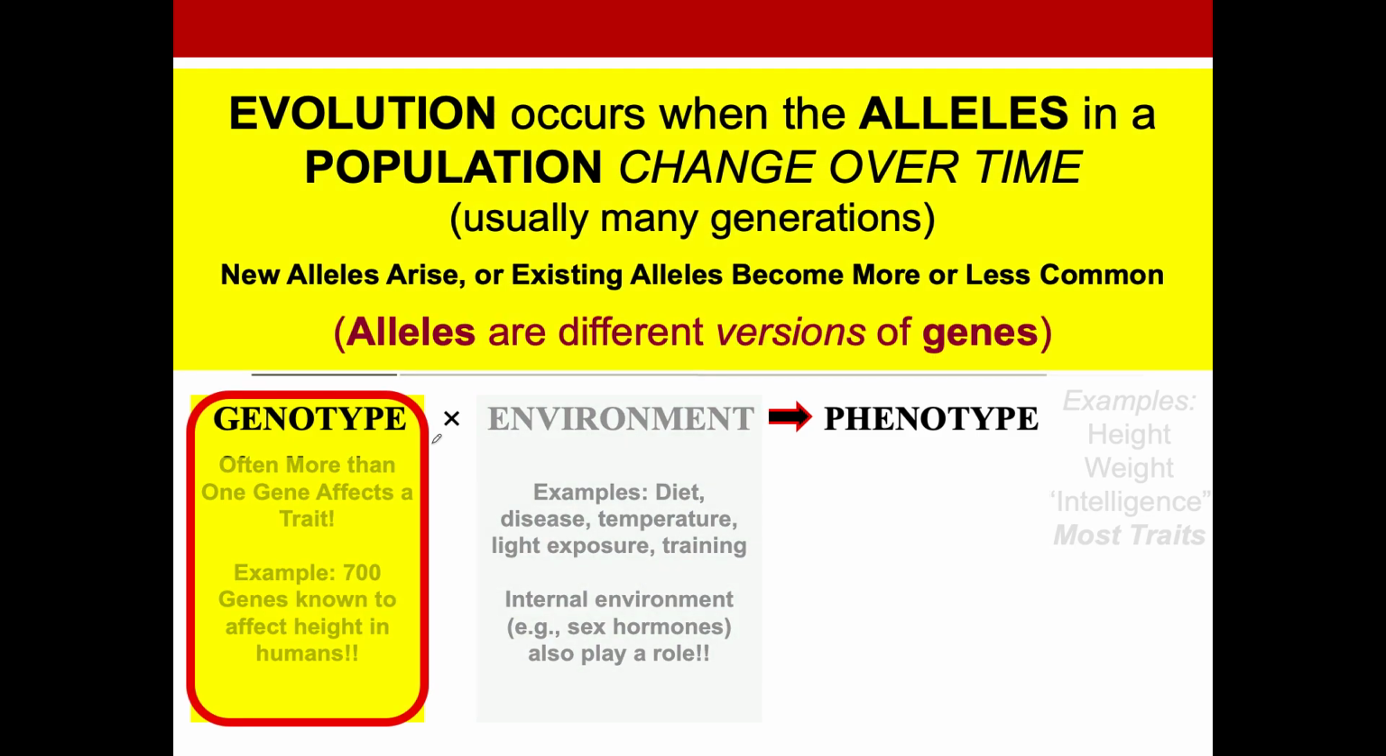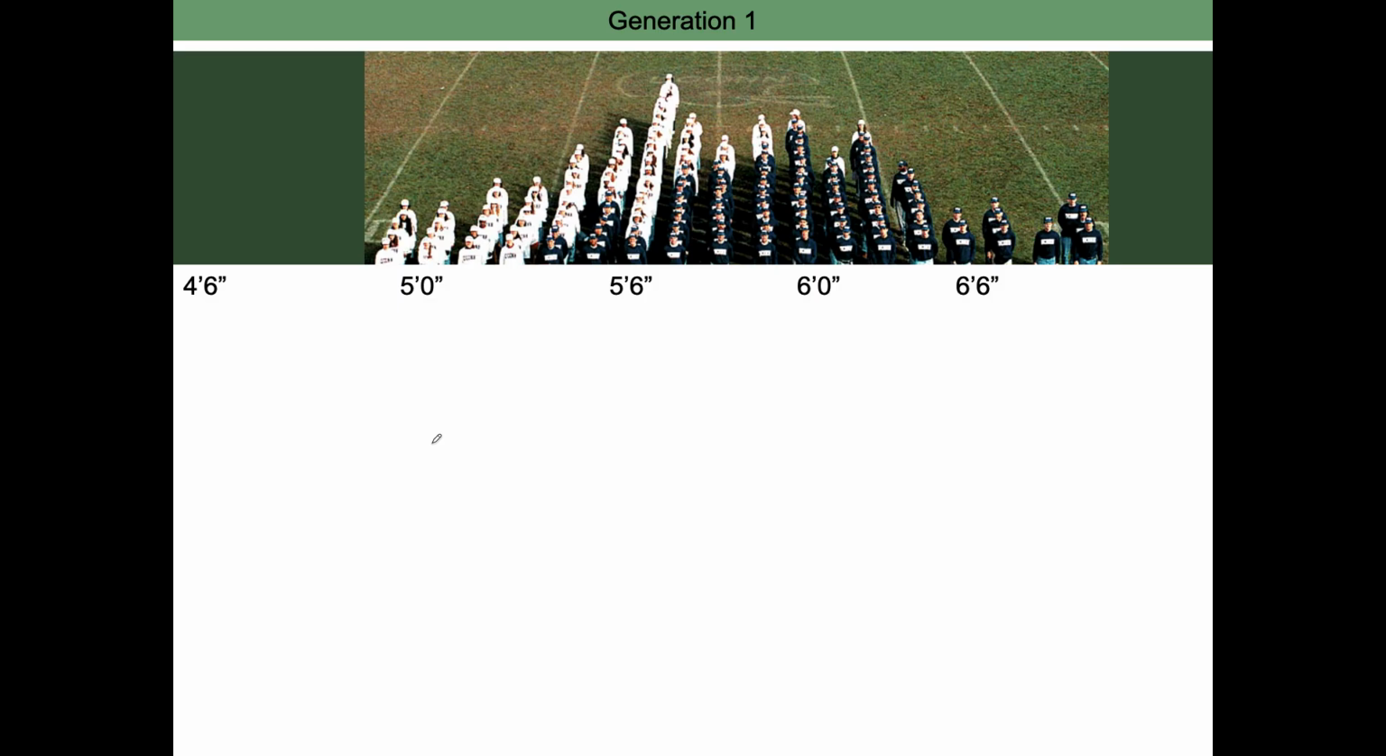Okay. We said this already. Evolution occurs through change in alleles in a population over time. We'll discuss what evolution is in more detail next time, but that's our basic starting point definition. Okay, so let's think about how evolution might work just in a really simple way based on our height example.